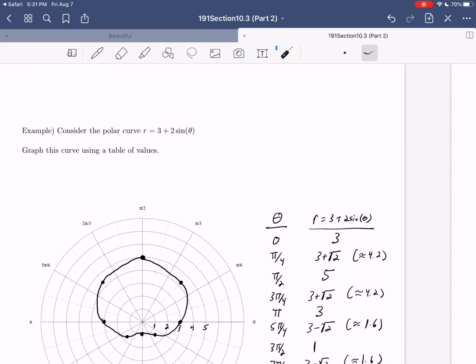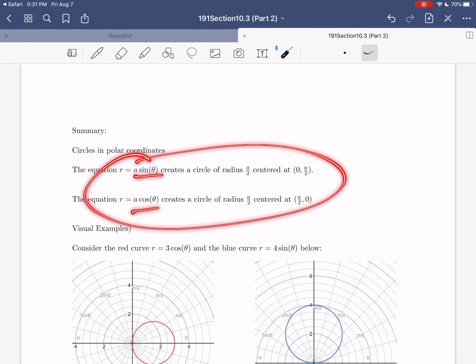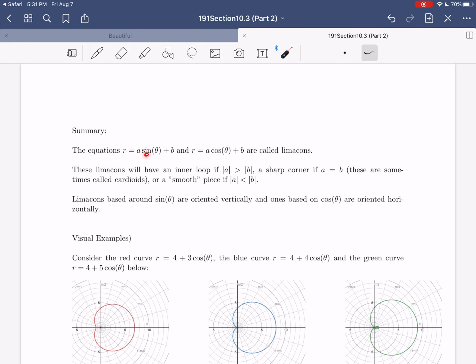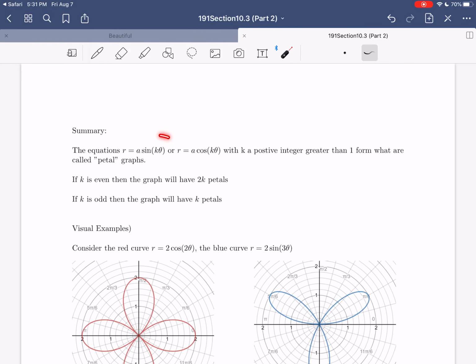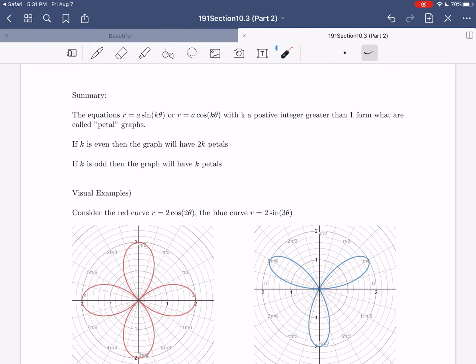So make sure you're comfortable with the family of circles that we discussed here, a sine theta, a cosine theta. The family of limacons here, which are a sine theta plus b, a cosine theta plus b. Remember, they have an inner loop if this condition is met, a sharp corner if this condition is met, or a smooth piece if this condition is met. And then finally, last grouping, these petal graphs, where that k value in there determines the amount of petals. So that pretty much wraps up our introduction to graphing in polar coordinates.